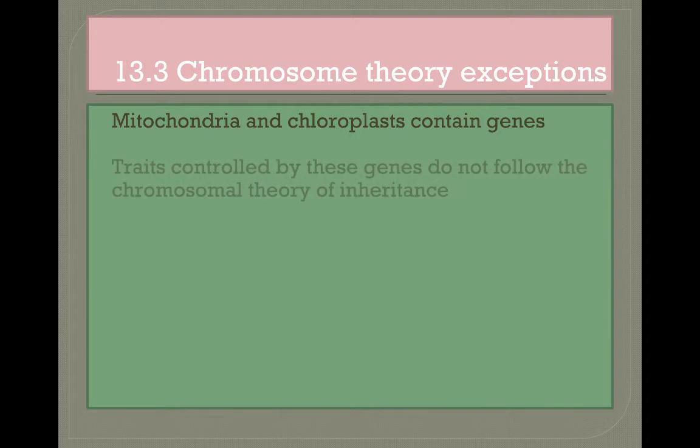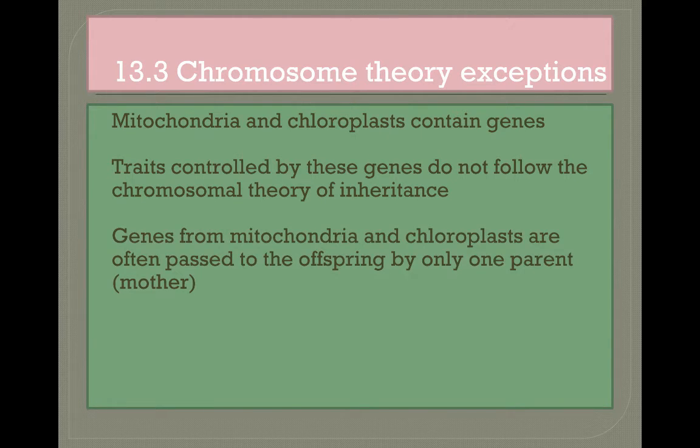Some exceptions to the chromosome theory. We're talking about chromosomes in the nucleus, right? However, we know now that there is DNA in the mitochondria and in the chloroplast. They contain genes, and the traits that are controlled by those genes don't necessarily follow the chromosome theory of inheritance because they don't go through meiosis.